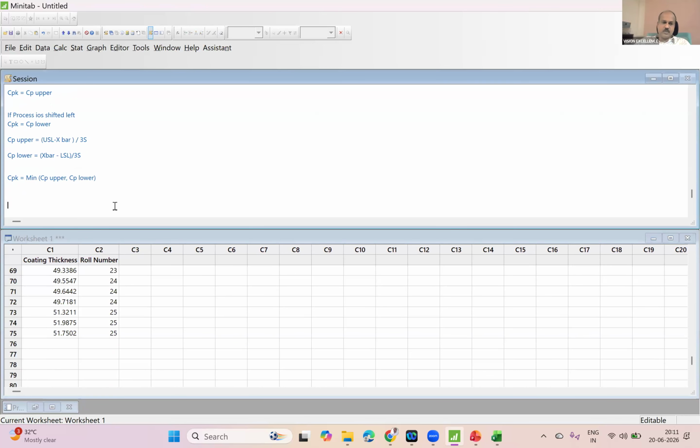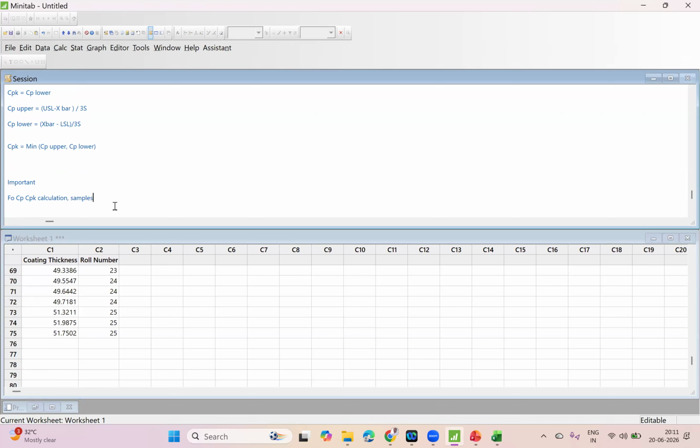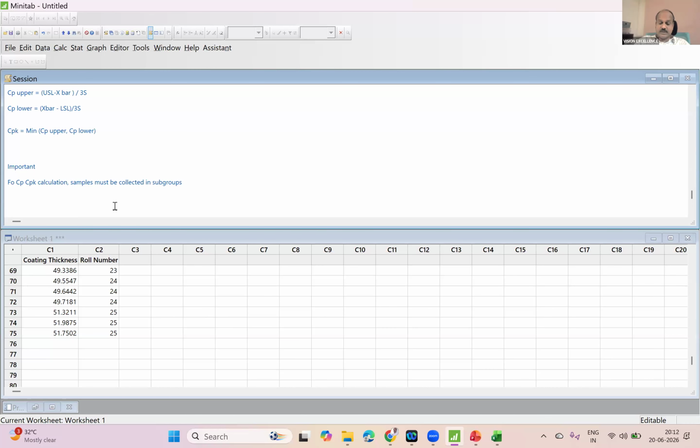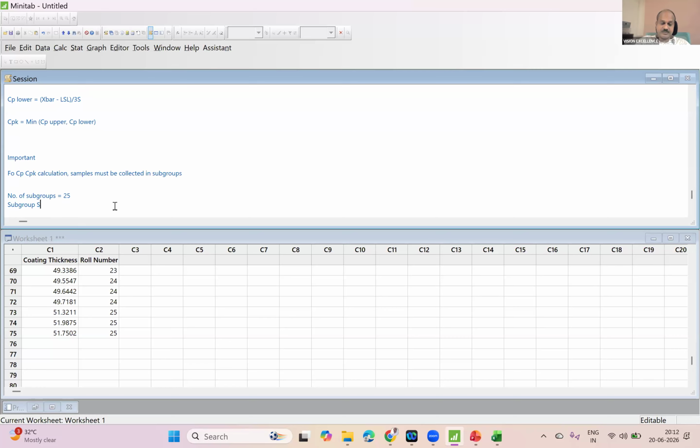All of you, I am giving another important input. For CPK calculation, samples must be collected in subgroups. In this case, how many subgroups? 25. Number of subgroups is 25, and subgroup size is 3. This is also called the sample size.